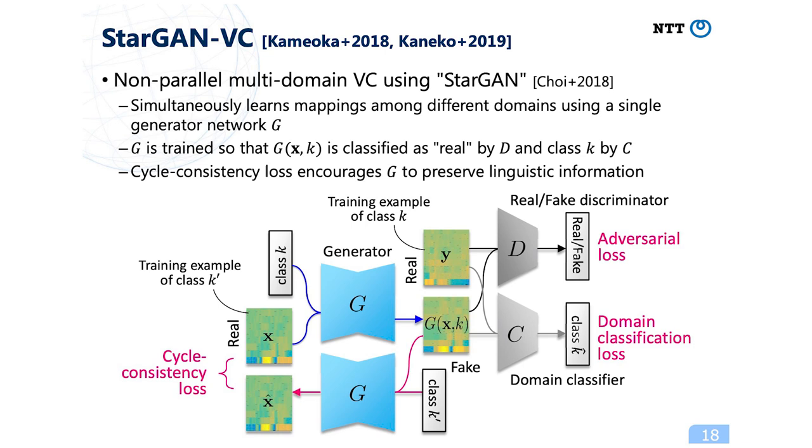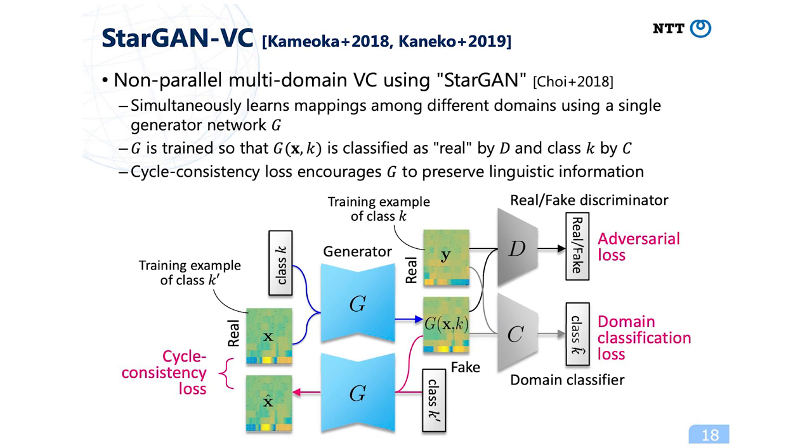So we introduced the idea called StarGAN, which was originally proposed for image-to-image translation, which can simultaneously learn mappings among different domains using a single generator network. So the difference from the CycleGAN is that the generator we want to train is only one, and it takes auxiliary input K, which corresponds to the target domain index. So the aim here is to make G(x, K), the output of the generator, become realistic and also belong to class K.